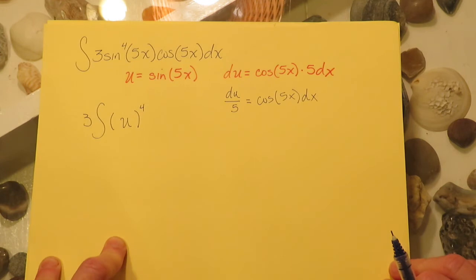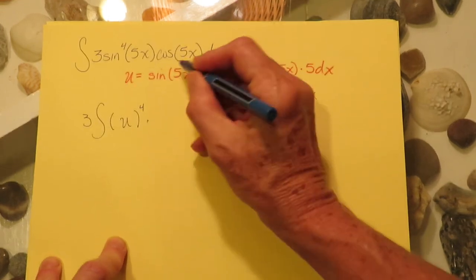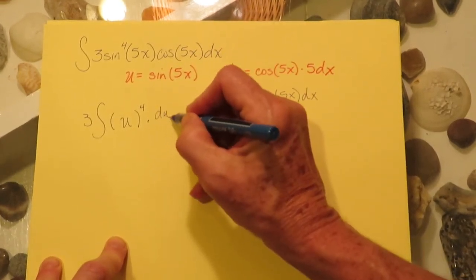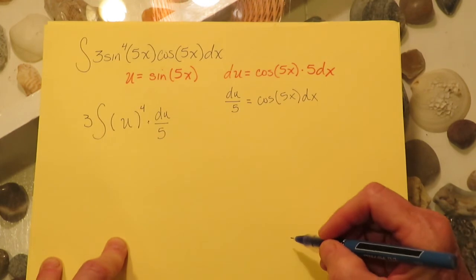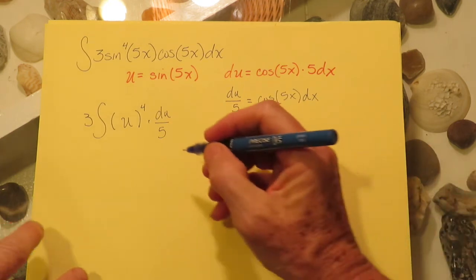So the cosine of 5x dx is equal to du divided by 5. So the remaining part here I'm going to replace with du over 5. So I've taken that fairly messy expression and I've simplified it down to a simple power rule.